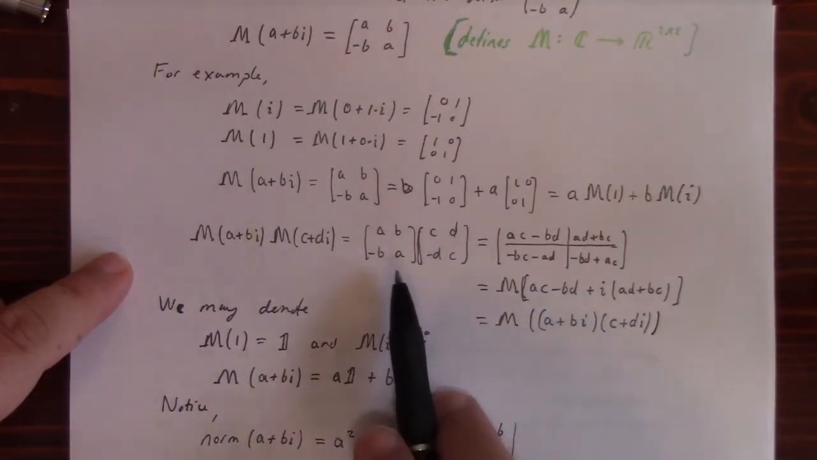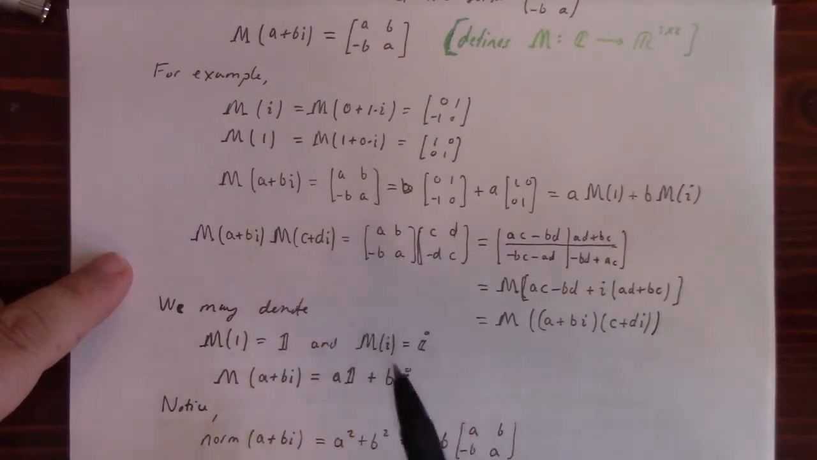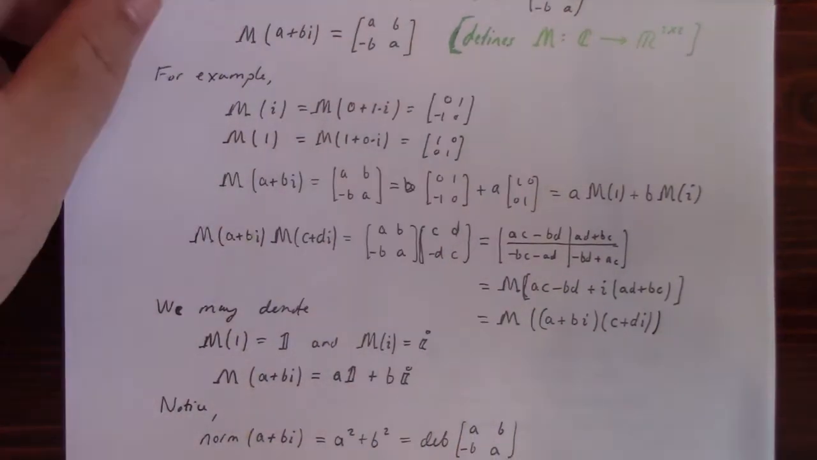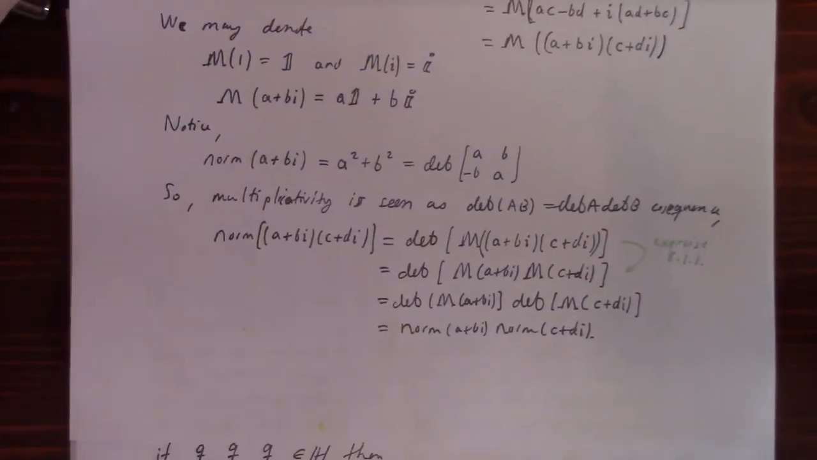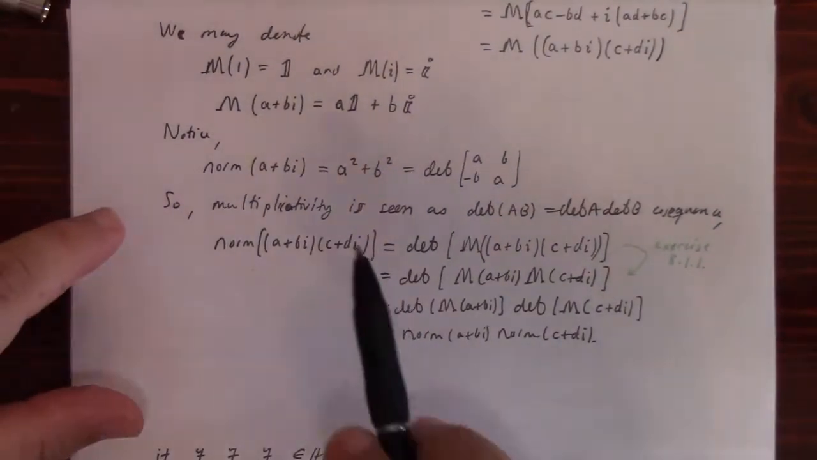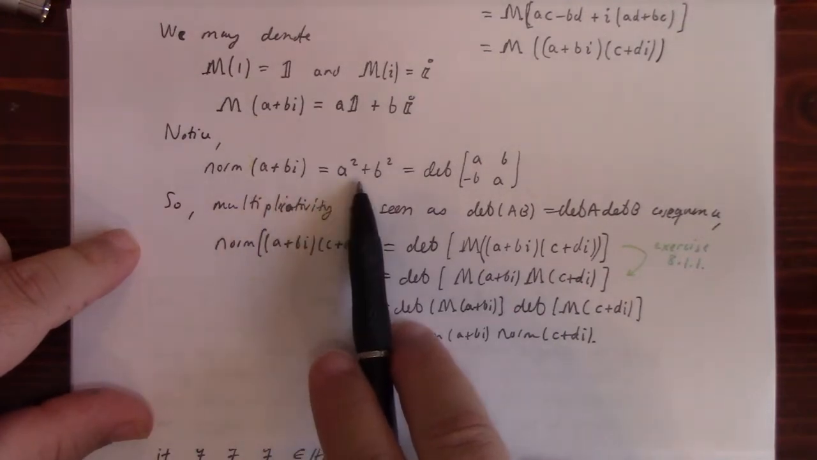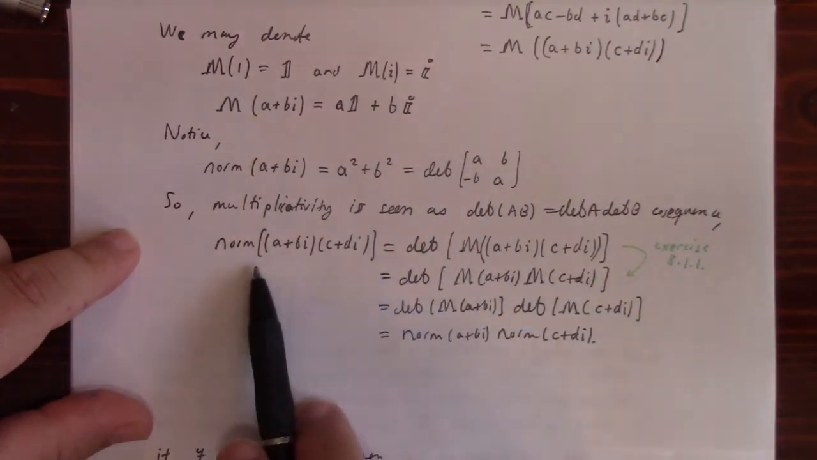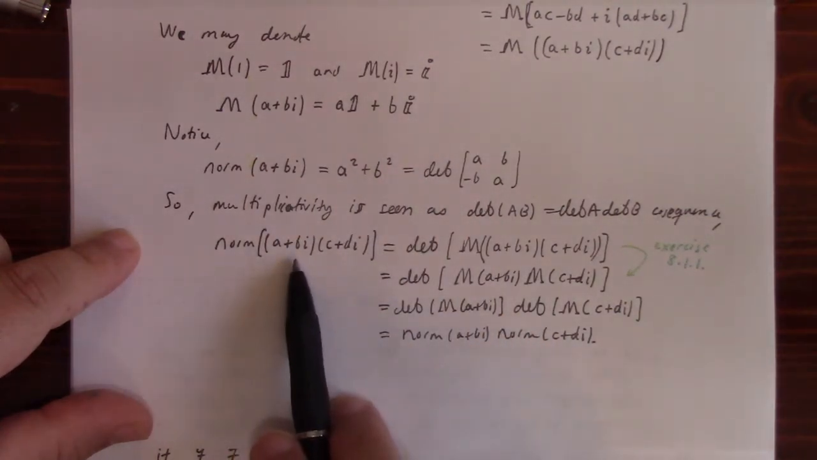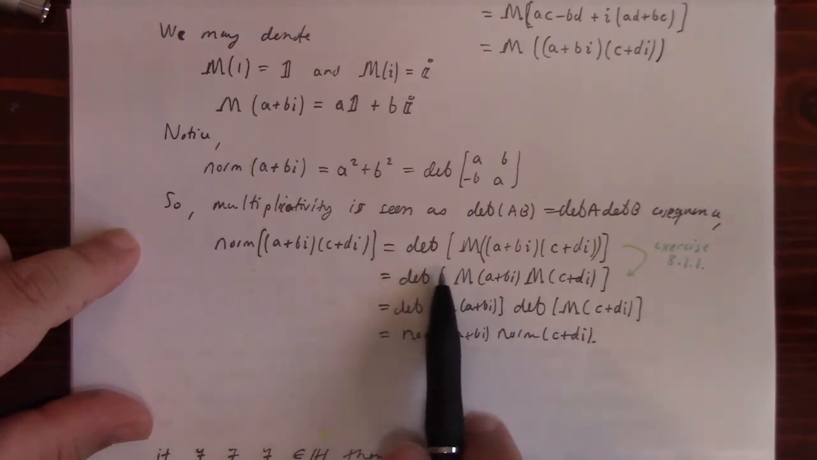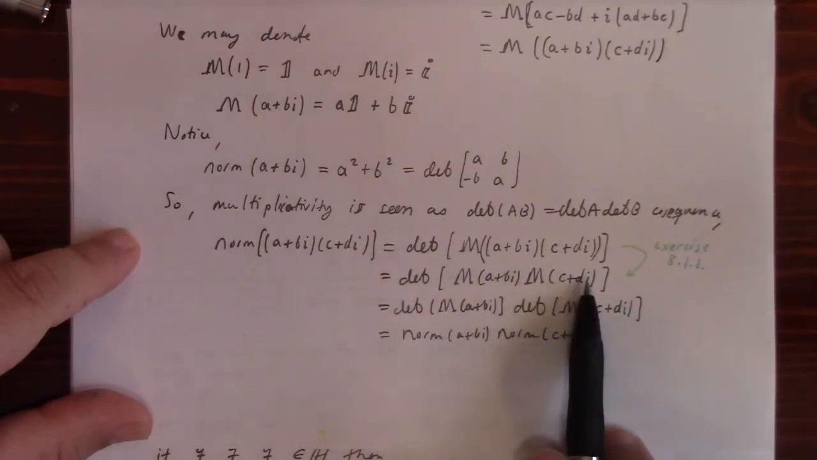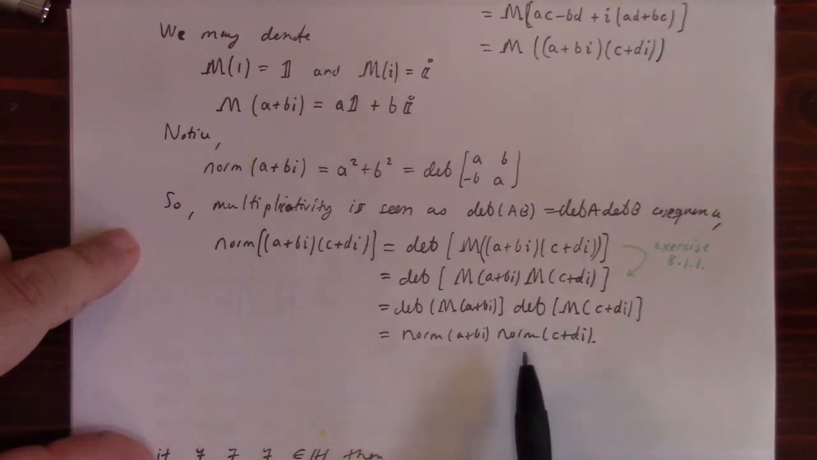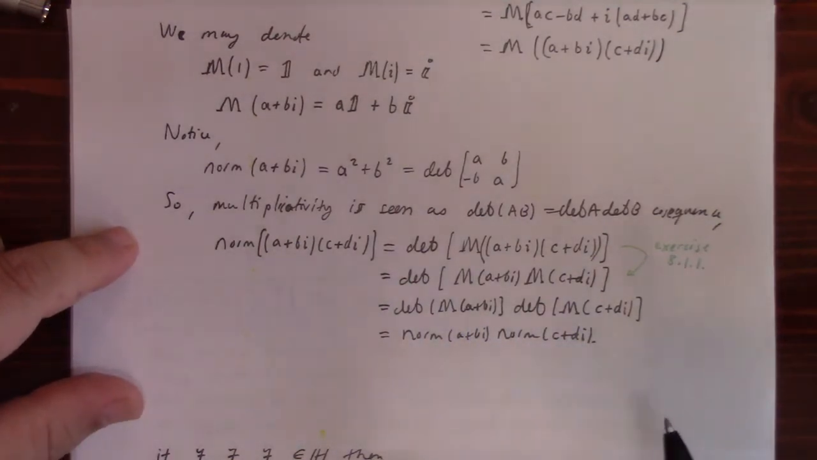This gives us what you might call a model of the complex numbers as 2 by 2 real matrices of this particular form. In addition, if you look at the norm, the norm is the determinant of the corresponding model matrix. So if you take this approach, deriving the multiplicativity of the norm becomes a consequence of the identity that the determinant of the product is the product of the determinants, which is kind of slick. Obviously, this is not how I did it in the previous lectures.